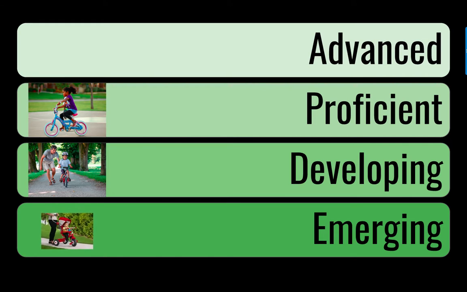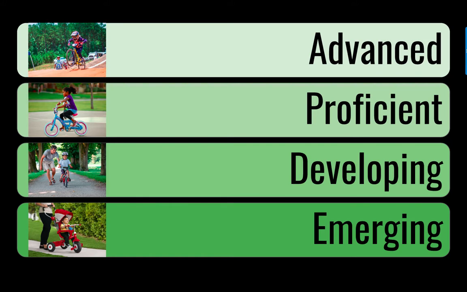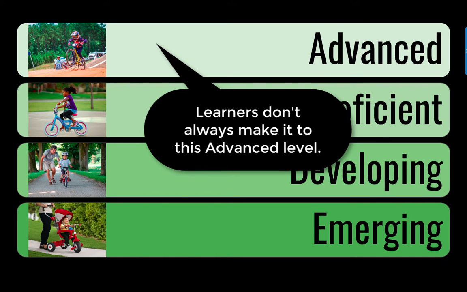And if you go down even one more level to the emerging level, they're really just gaining a little bit of exposure. They're not independent at all. They're not even developing. They're sitting there on their tricycle being pushed along with direct hand-over-hand help from the parent or guardian behind them. And then all the way at the top, beyond the proficient level, is the advanced or deeper learning level. It's like a BMX biker, and not everybody's even expected to get to the advanced level. I know not even all of us are at that advanced level for biking. I certainly do not ride a BMX bike, no.